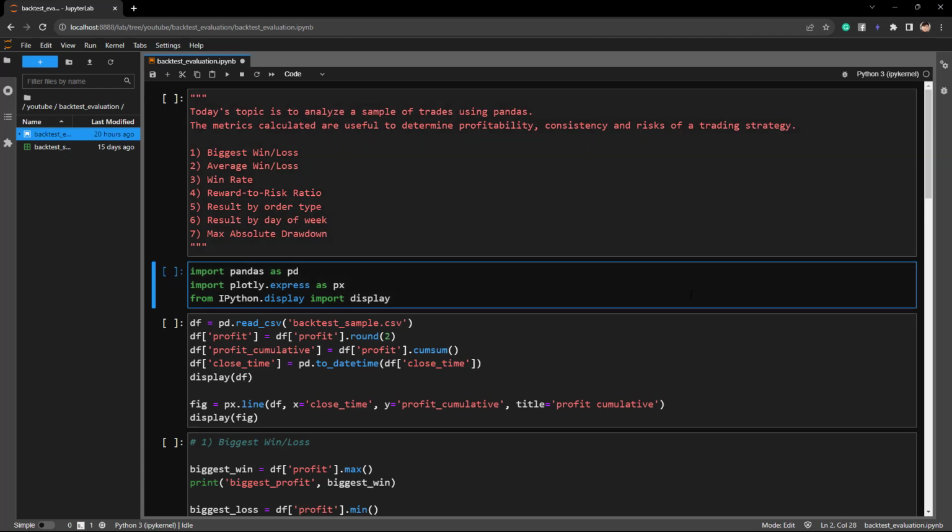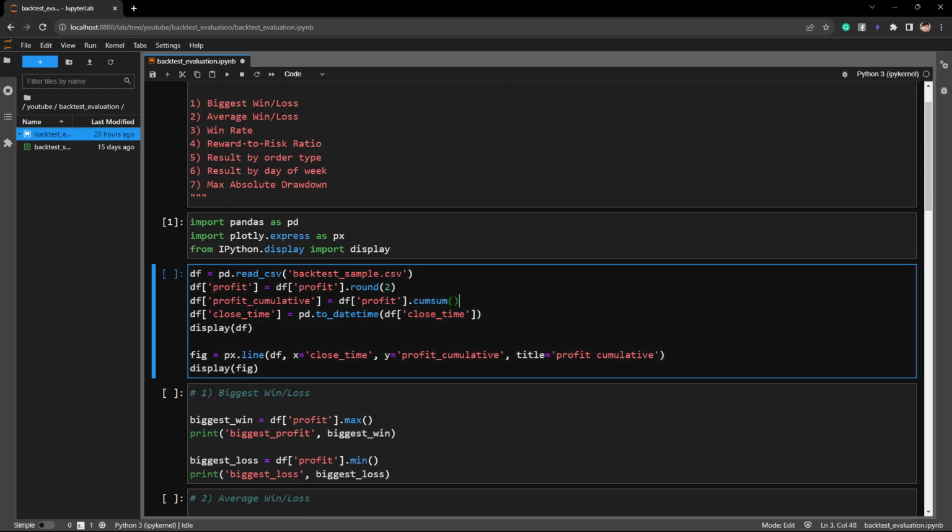First, we're going to start with the import of our libraries. So we're going to import pandas as pd, then plotly.express as px, and then IPython.display. So let's run this. And in order to start evaluating some trades, we first need some trades to evaluate.